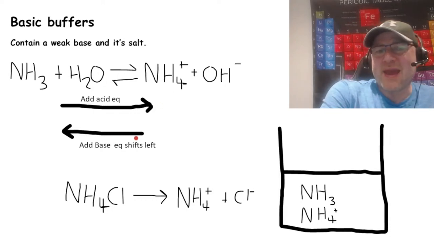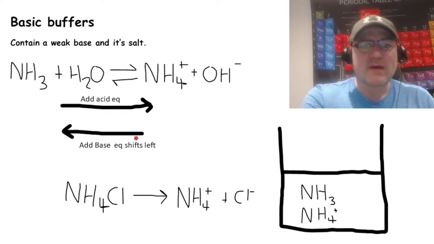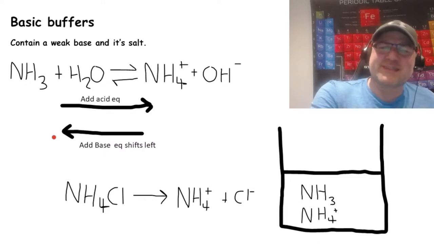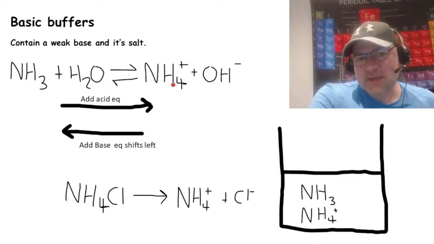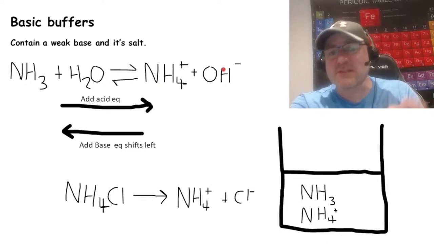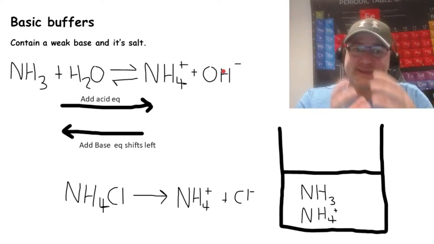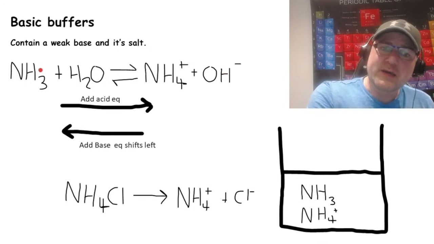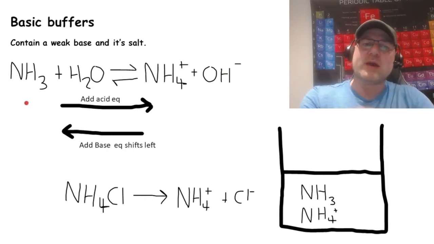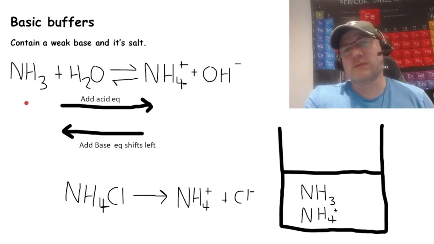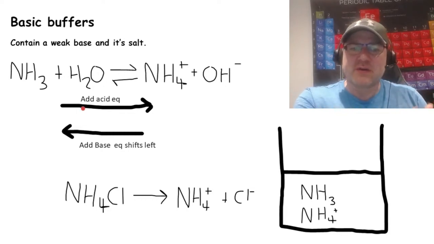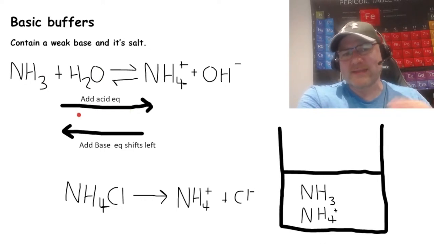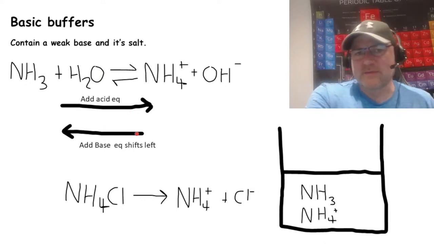If someone adds a base to my basic buffer, the equilibrium shifts to the left. So if they add a base, what's going to happen here is these ammonium ions are going to react with the hydroxide ions from their base and form ammonia. So I'm going to get an increase in the concentration of ammonia, so the equilibrium will shift to the left. And so that's how the buffer works. And you need to know those explanations with regards to equilibria. When you're dealing with the weak acid, it's the opposite way around than for this. Okay.